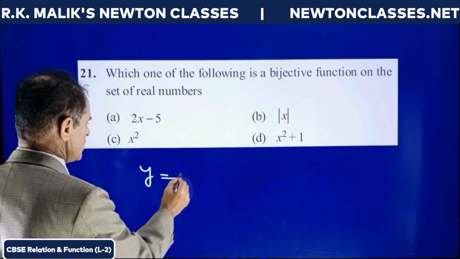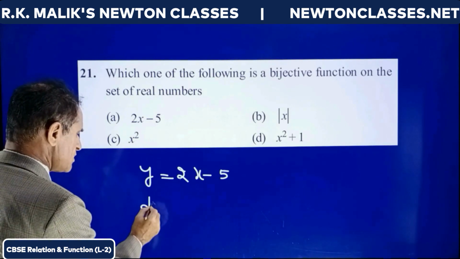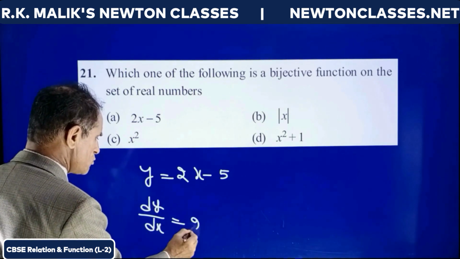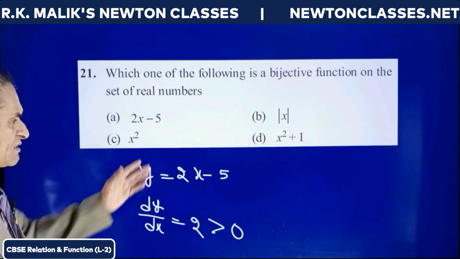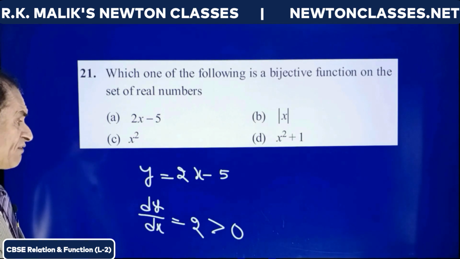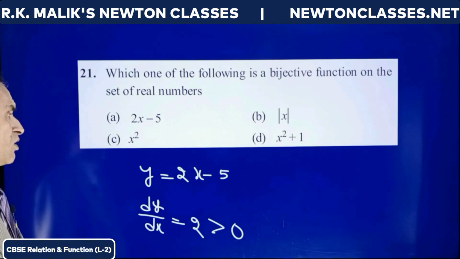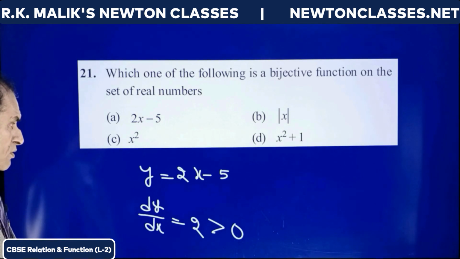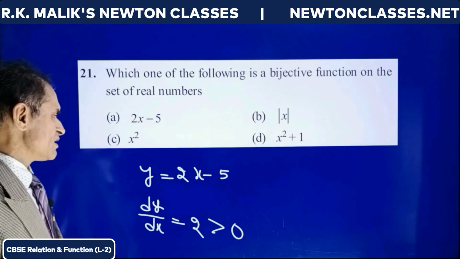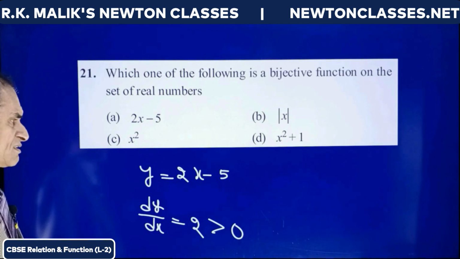Here the first case is y equal to 2x minus 5. Clearly dy by dx is 2, which is greater than 0 for every value of x. Hence the function is always increasing, and always increasing means the function is one-one. And onto is always there whenever the function is representing an odd degree polynomial. Hence this function is both one-one and onto. Once we have got the correct choice, it is not required to proceed further. Still, for your clarity, I am discussing the other cases also.